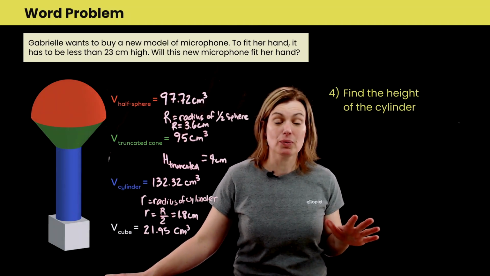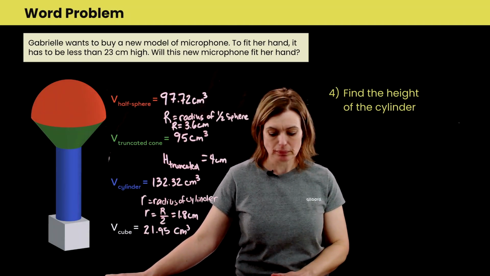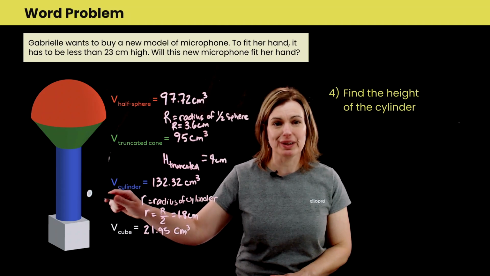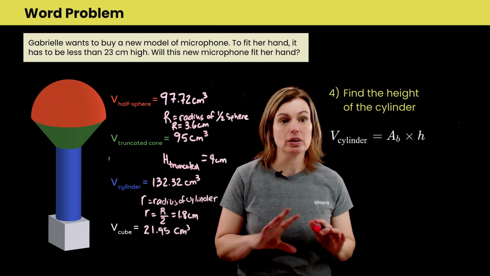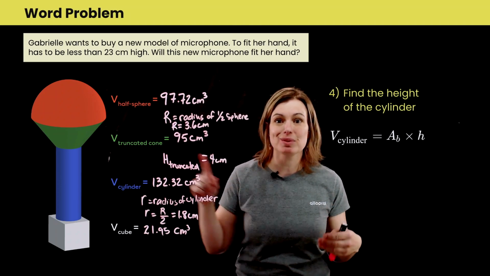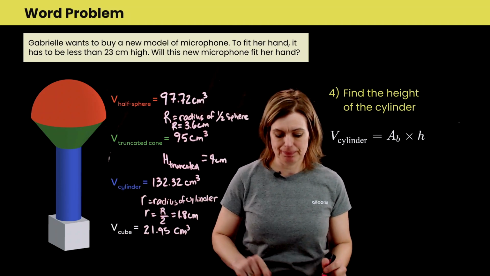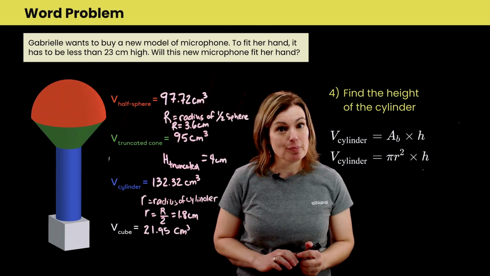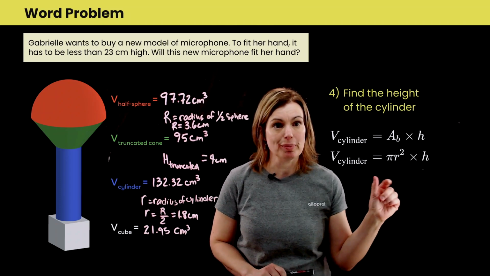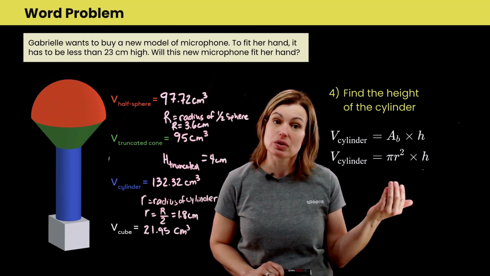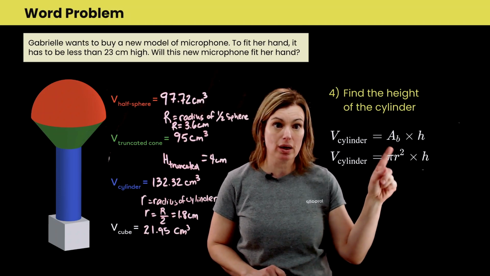Okay, so now we're ready to find the height of the cylinder. That's the blue portion right here. To do that, we're going to be using this formula. The volume of the cylinder is equal to the area of the base times the height of the cylinder. Now, the base of a cylinder is, of course, a circle. So instead of saying AB, we're going to use the formula for the area of a circle, which is pi r squared.